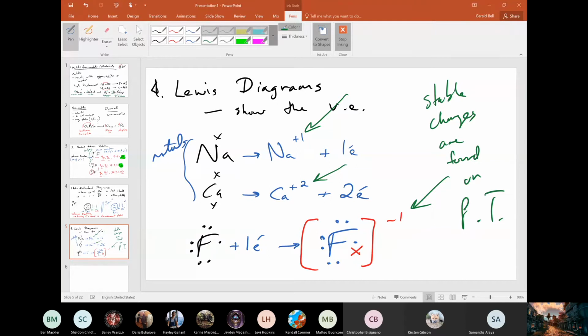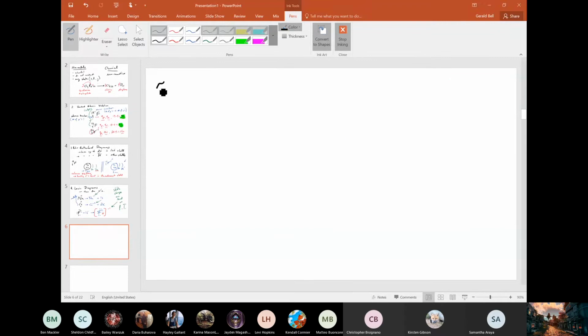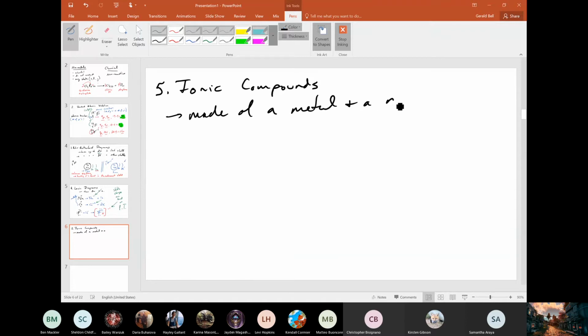So once we'd established that, then we got into some ionic compound stuff. We'll call that number 5. Ionic compounds. This is one of the reasons we colored our periodic table, because we came to discover that these were made of a metal and a non-metal. That was kind of one way to say it.